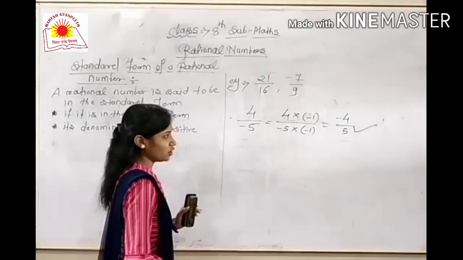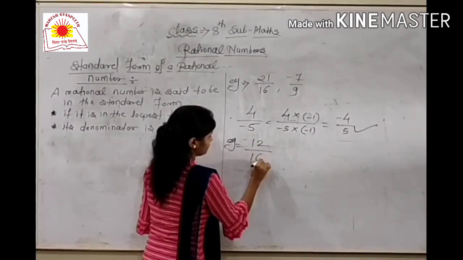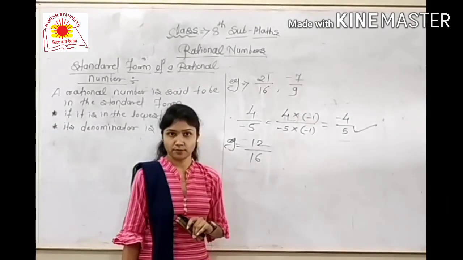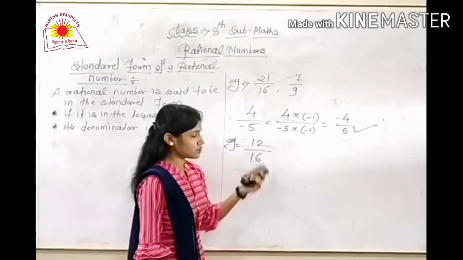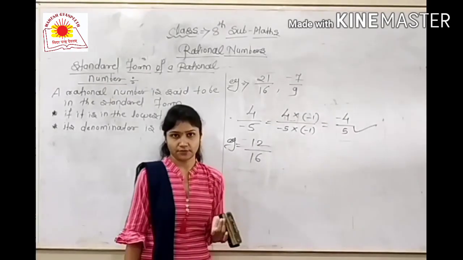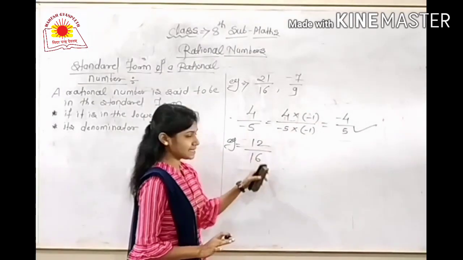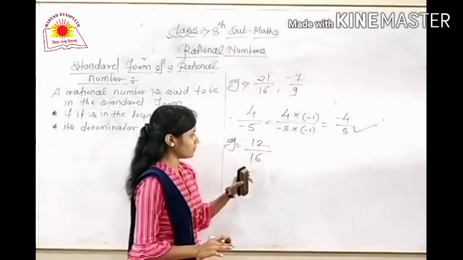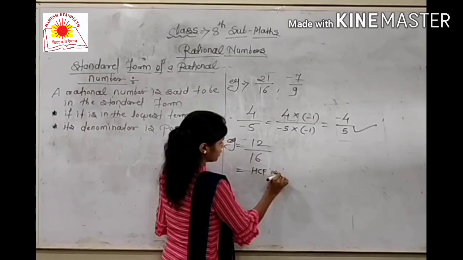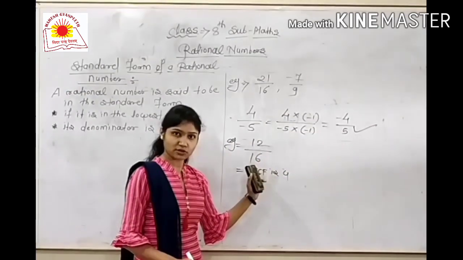Now, another example is 12 upon 60. 12 upon 60 is not in the standard form, so we have to convert it. To convert 12 upon 60 into the standard form, you have to use the HCF. Which common number divides both 12 and 60? What is the HCF of these numbers? The HCF is 4, because 4 divides 12 and 4 also divides 60.